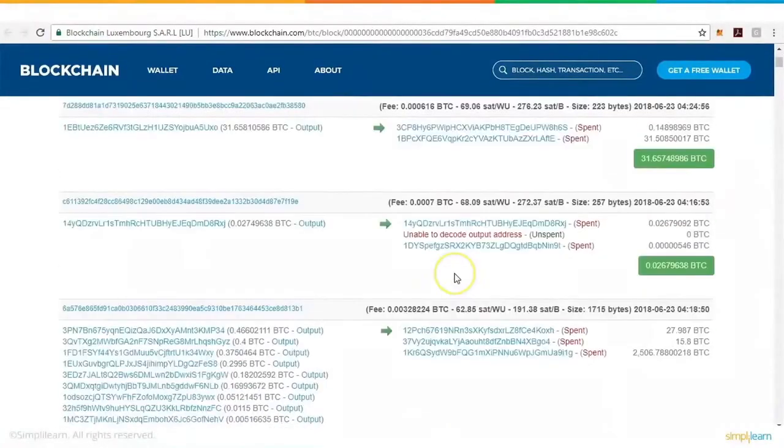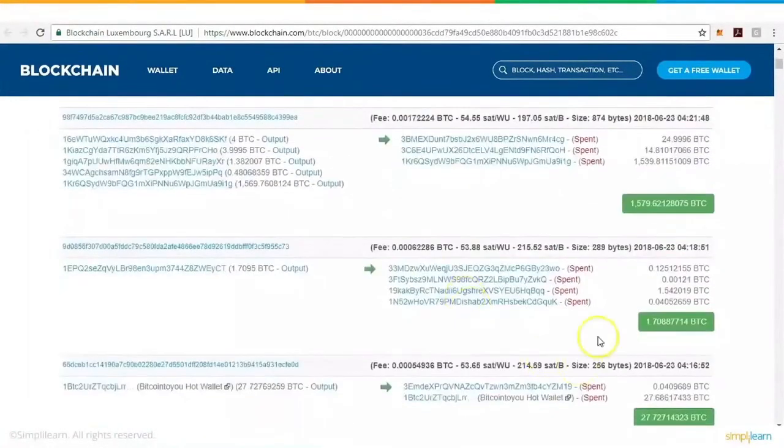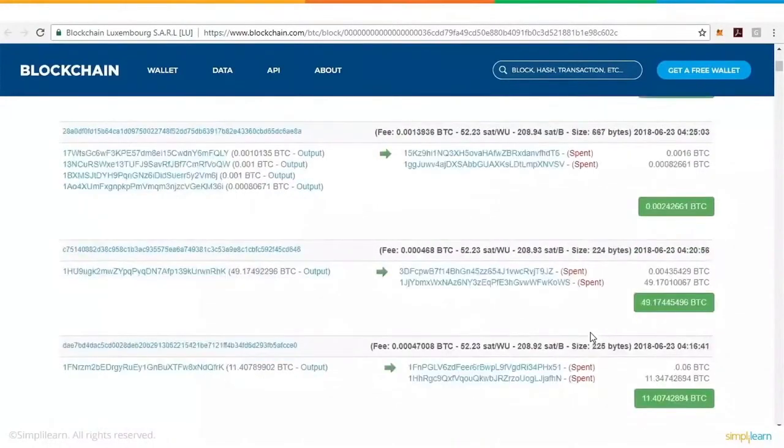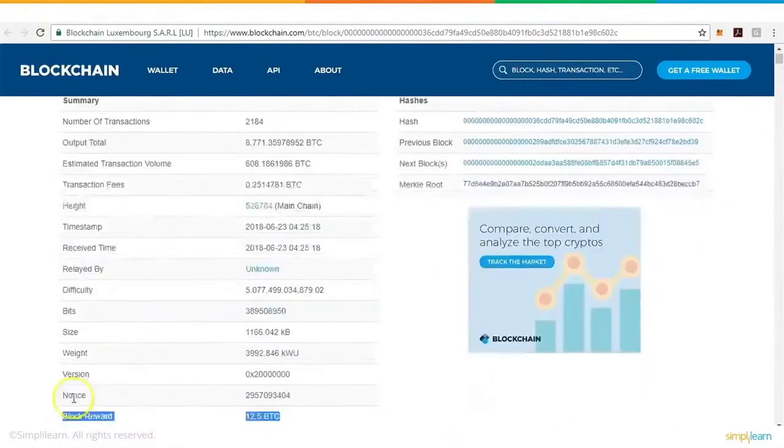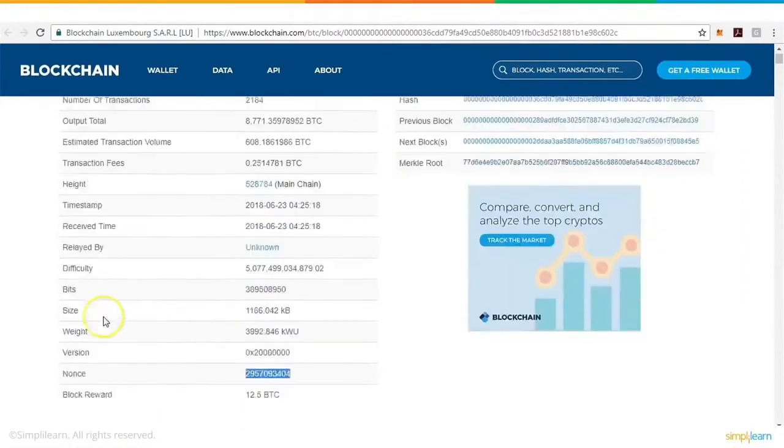Once this block was mined by the miner, all these transactions were done. These are the transfers of Bitcoin from one account to the other. This is the nonce which was generated by the miner or the mining pool in order to mine the block. And these are the other attributes.